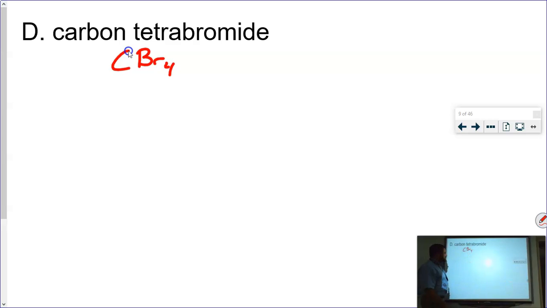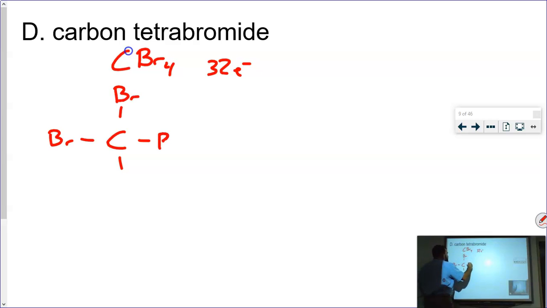CBr4. Total valence electrons to work with is bromine each has 7, 28, plus another 4 is 32. Carbon's in the middle. Bromines are on the outside. This took 8 electrons. I still have 24 to go. I can add those on all of the bromines.